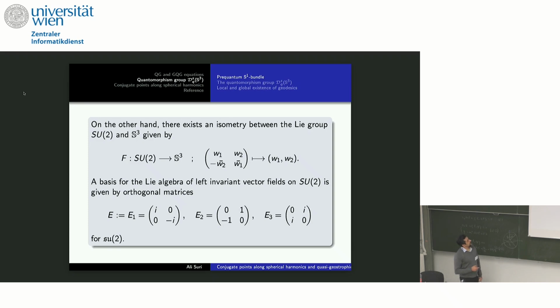On the other hand, we can identify S3 with a Lie group, the special unitary group, via this map F, which helps us define three left-invariant vector fields, using the Lie algebra elements E1, E2, and E3. Using these vector fields, we induce a metric on S3 also. We assume that these vector fields are orthogonal with norm 1.